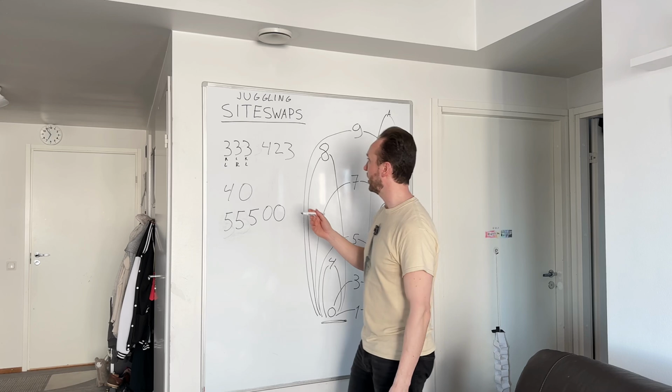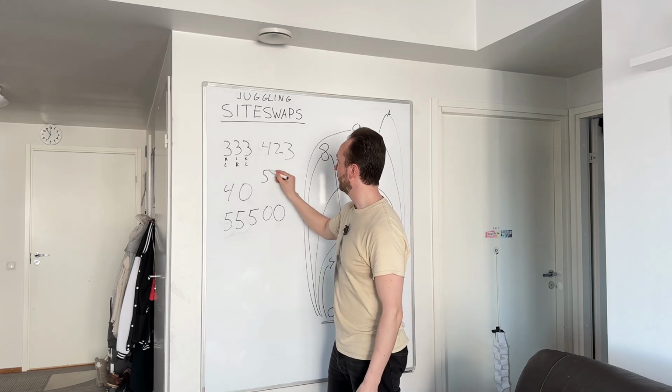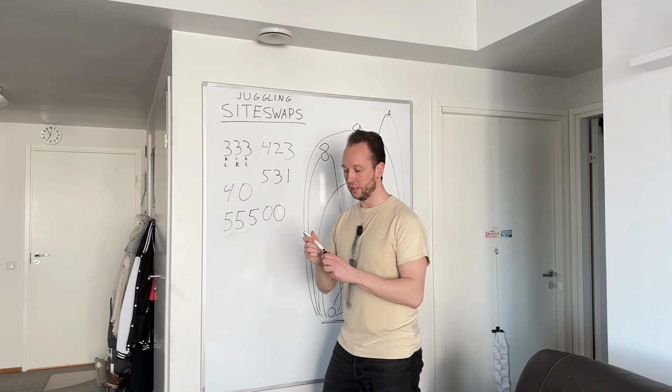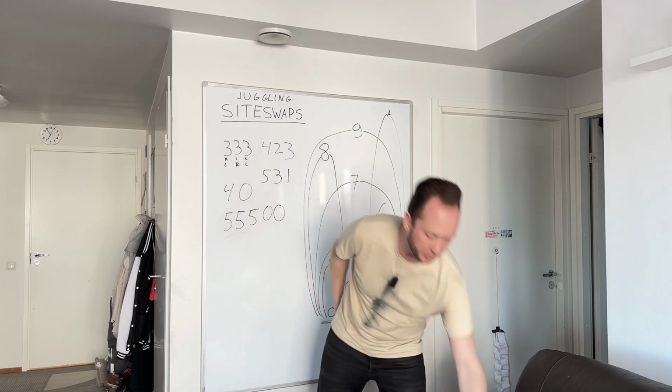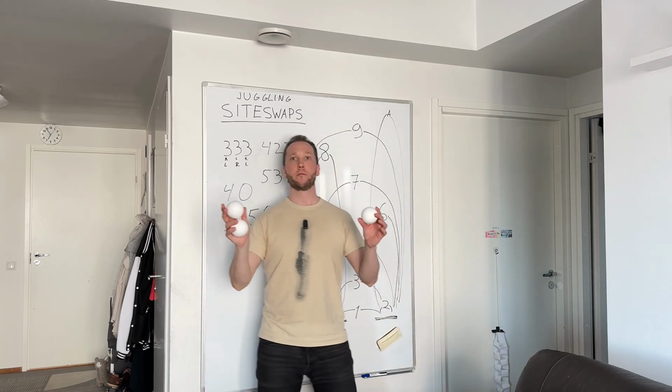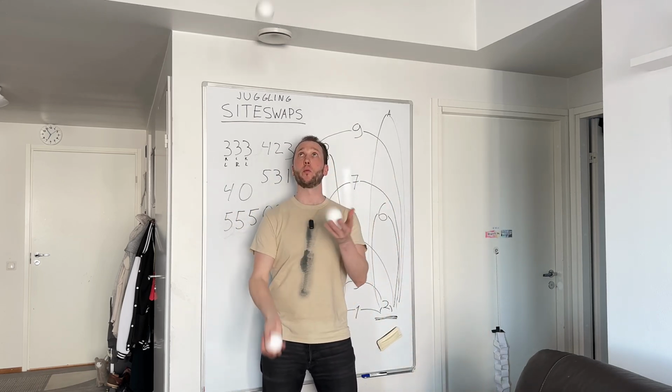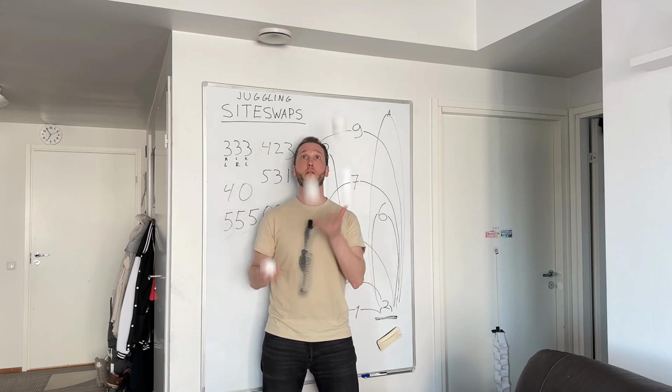Now let's do one more. Let's do 5, 3, 1. 5, 3, 1, just to show you examples of different side swaps. 5, 3, 1, 5, 3, 1, 5, 3, 1.